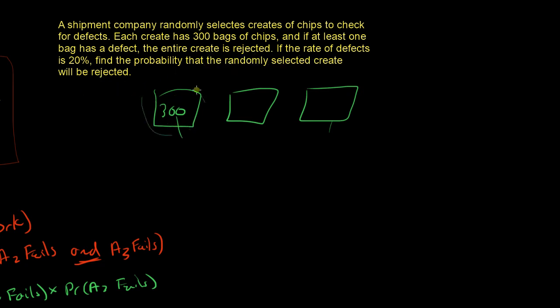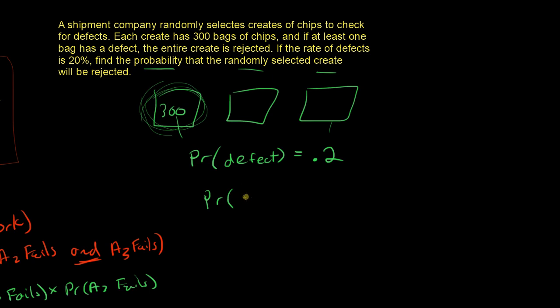Okay, so find the probability that we will reject a crate. So let's write down what we know. We know that the rate of defects, so the probability of getting a defect, equals 0.2. We're trying to find the probability that a randomly selected crate will be rejected. So we're trying to find the probability that a crate is rejected. Okay? All right. So what does that mean?